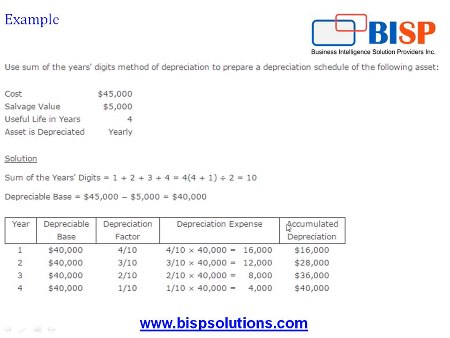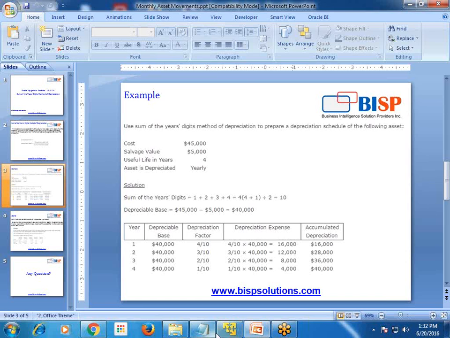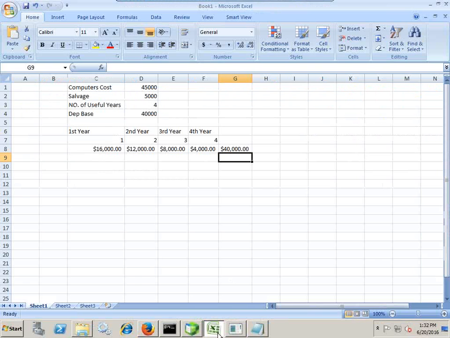Okay. Now before we run this in Essbase, let's do the same calculation in Excel in order to make it easy to understand. Okay, so I already captured the values over here. The computer cost is my asset, the initial value is 45,000, and the salvage value is 5,000. The number of useful years, we assume, is 4, and the depreciable base we identify by subtracting the salvage value from the computer's initial cost, right, which is 40,000.